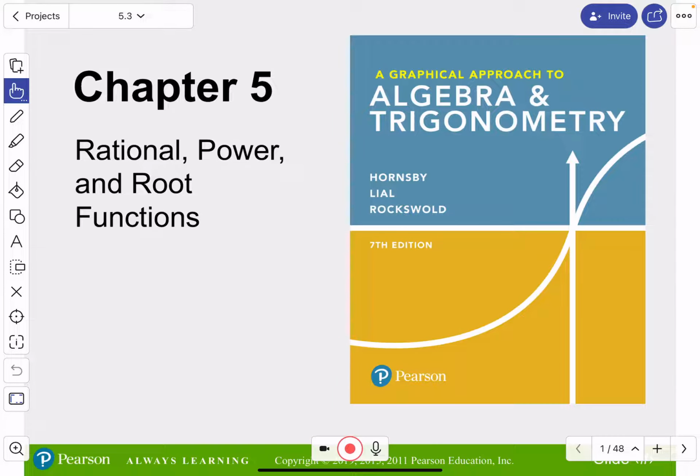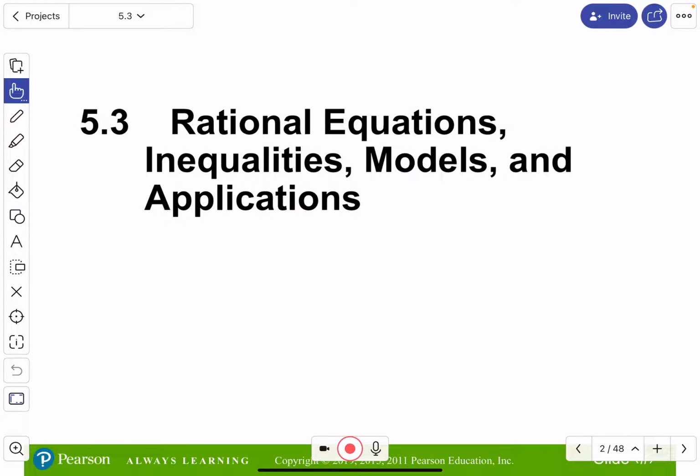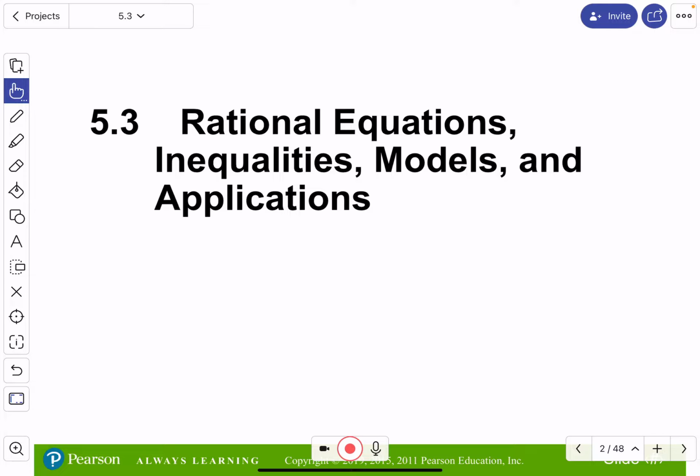All right, so this is the last section we're going to do in chapter 5 with our rational root and power functions. We're going to do 5.3, looking at inequalities, models, and applications. So inequalities and word problems is really what we're working with here.